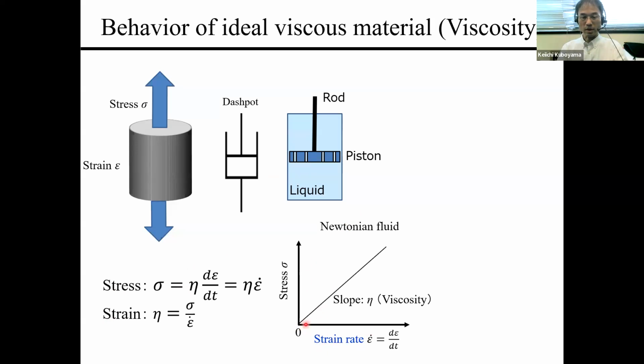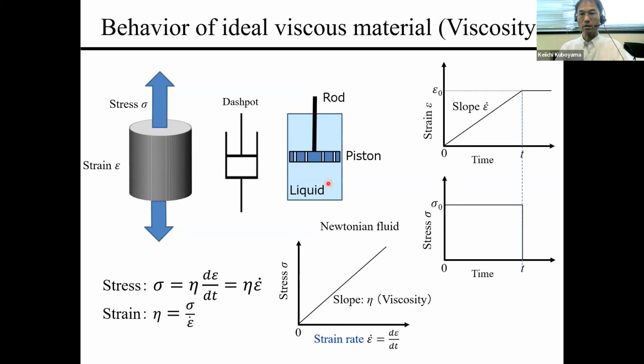When you plot the graph like this, the x-axis is strain rate and the y-axis is stress. So strain rate and stress are proportional, and the constant slope is viscosity. So the difference between the elastic material and the viscous material is this part. Please remember that.